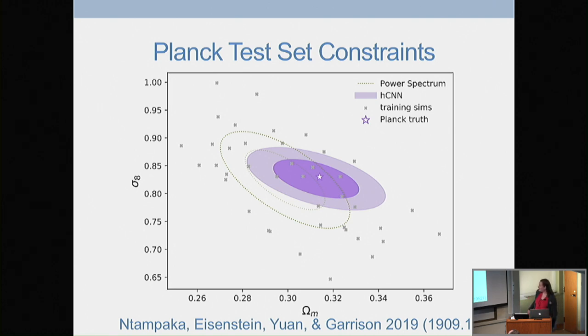So what I'm showing here is omega matter and sigma 8. The white star is the truth. This green dotted is power spectrum only, which you can see is highly influenced by the degeneracy of the simulations. The hybrid CNN finds patterns in that data that were not summarized simply by the power spectrum in order to not only make predictions that are closer to the truth, but also really tighten up the error bars in sigma 8.